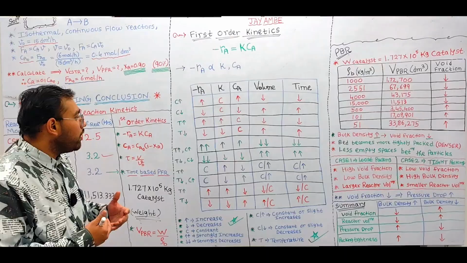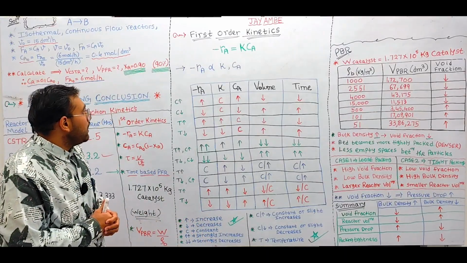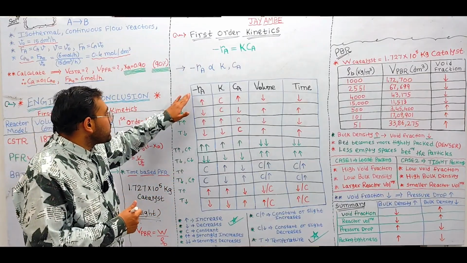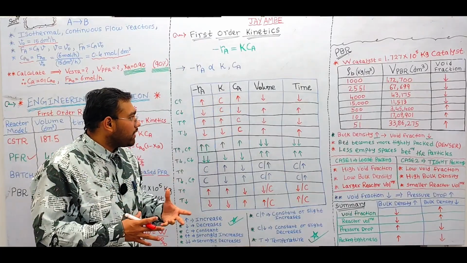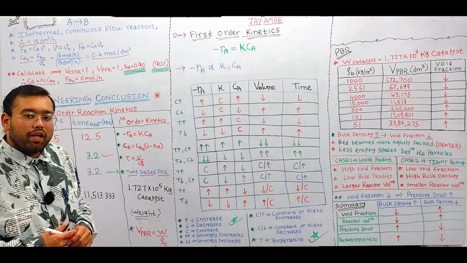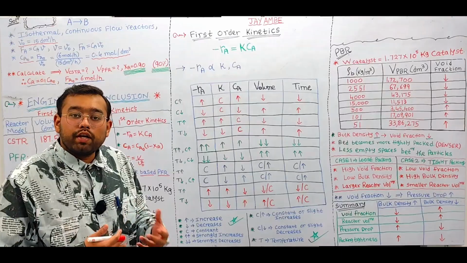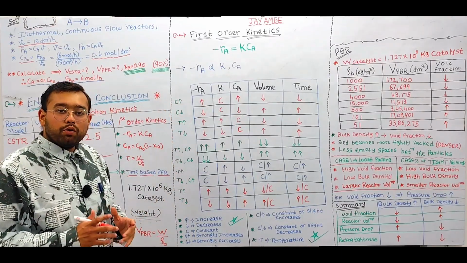Followed by that, we have dwelled deeper into the fundamental understanding of the first order reaction kinetics, where we have compared the reaction rate with the rate constant value, the concentration of reactants with the volume of the reactor and the reaction time. I hope we have also understood the engineering interpretation for each and every part, right? So I hope you understood.